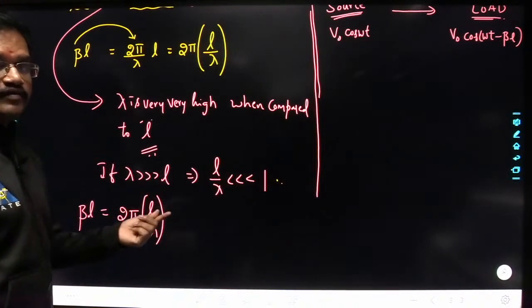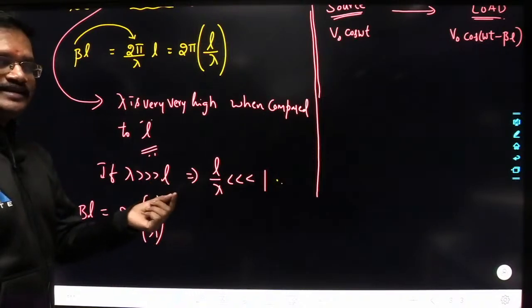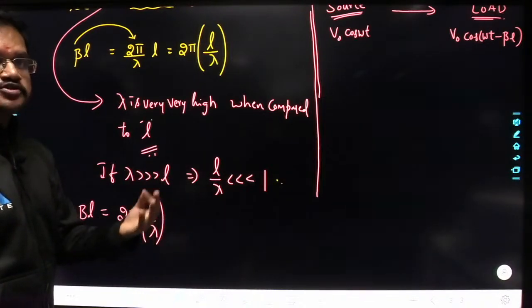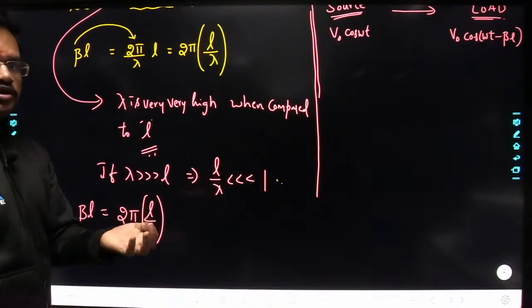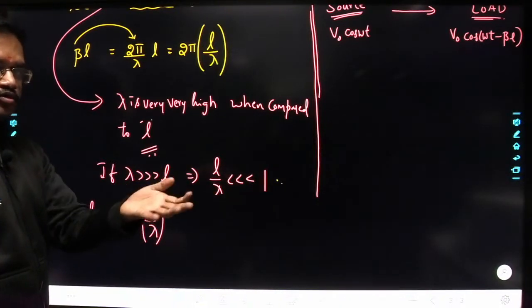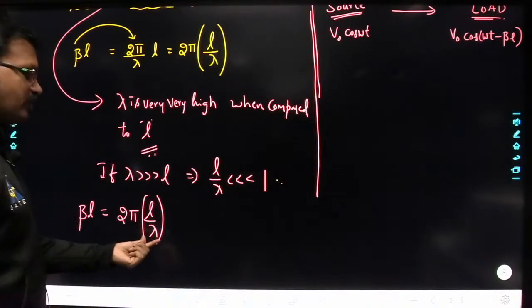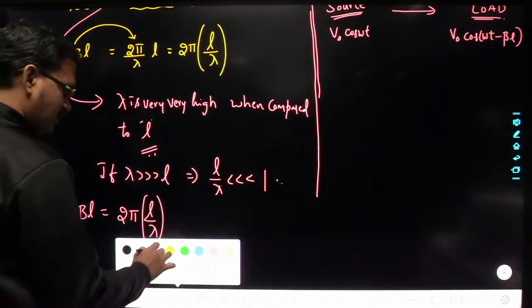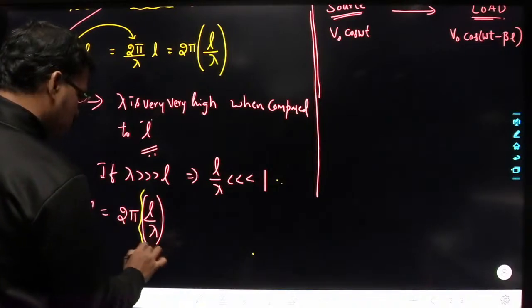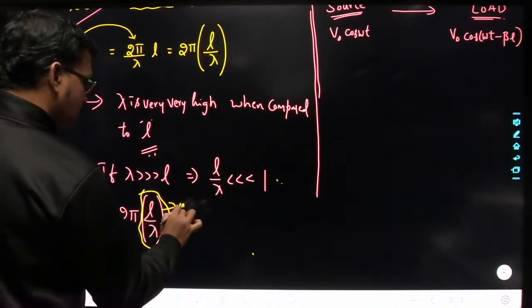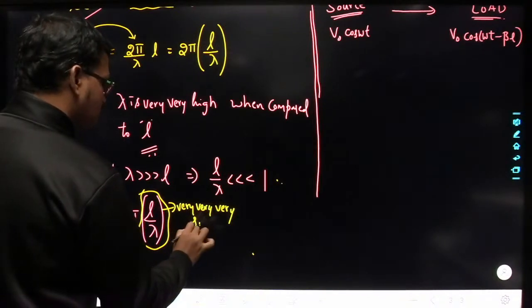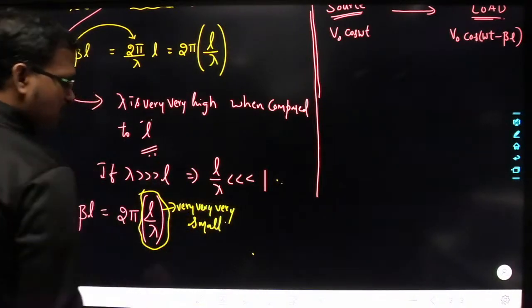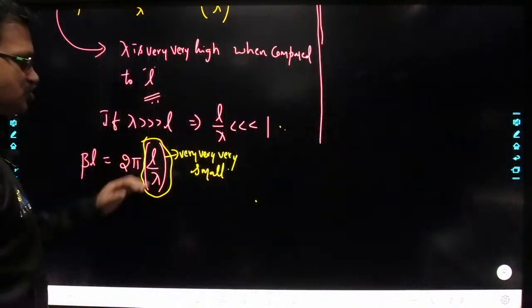This ratio is very small. So that means it tends to 0. It may be 0.000001 or 0.00001, like that. Understood? So it is going to be very small. So the L by lambda ratio is very small here. Or you can consider this ratio is tending to 0.